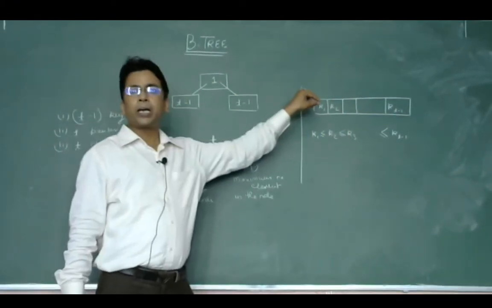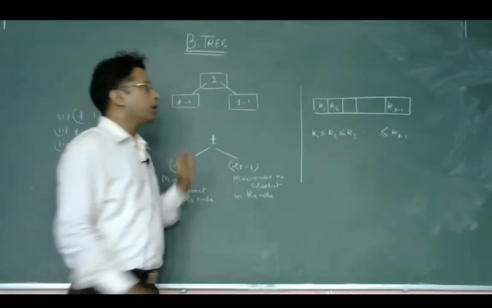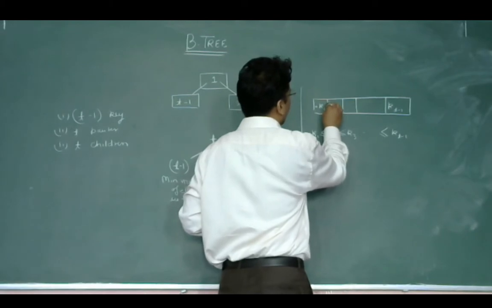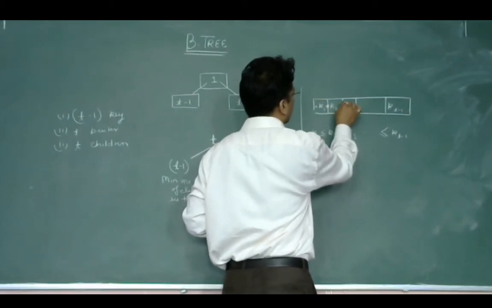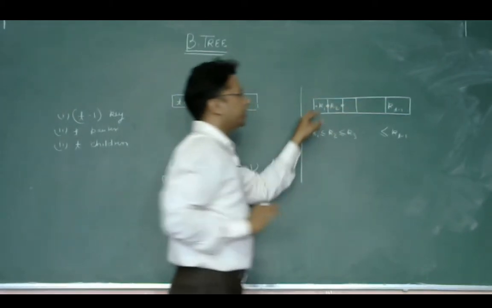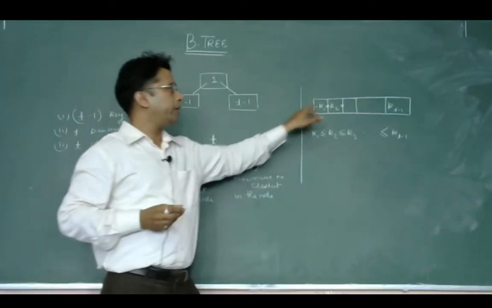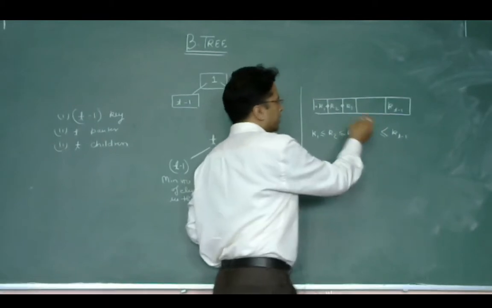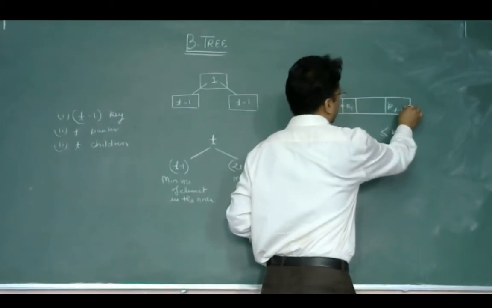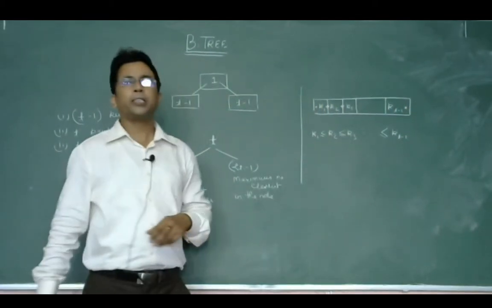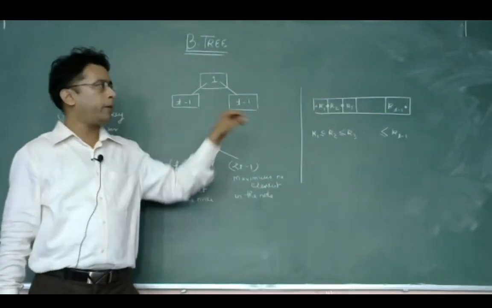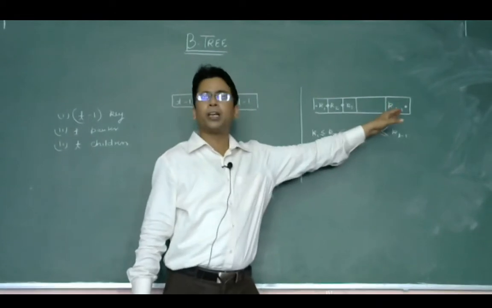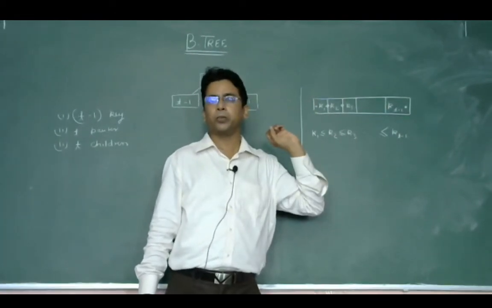As these elements are stored in order, there are pointers associated on the left hand side and the right hand side of each. There is a pointer between K1 and K2, there is a pointer between K2 and K3, like this, and at the end there is also a pointer. There is a pointer at the beginning of the K1 element and on the right hand side of the last element, that is Kt minus 1, here also.